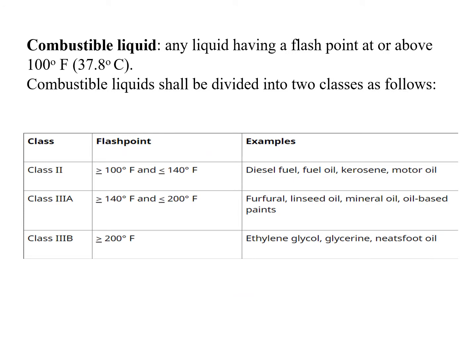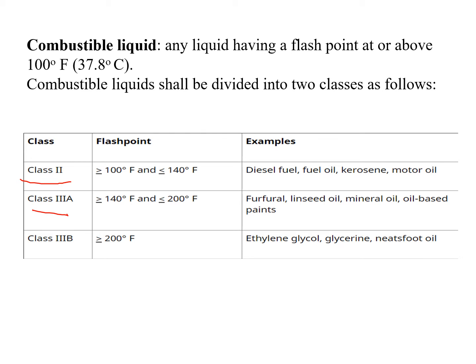The second category is combustible liquids. These liquids have a flash point temperature higher than 100 Fahrenheit. They are divided into two classes: Class 2 and, of course, Class 3. Class 2 is a single category with a flash point greater than or equal to 100 and less than 140 Fahrenheit.